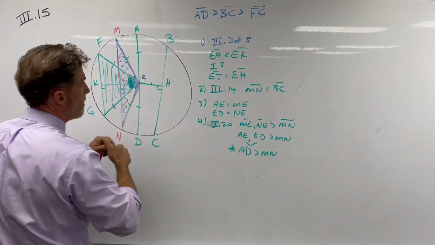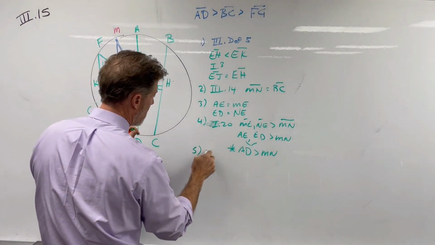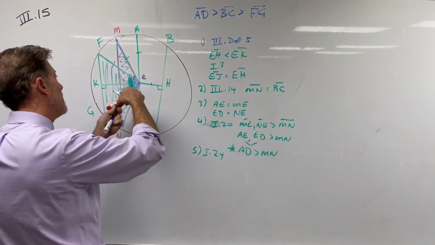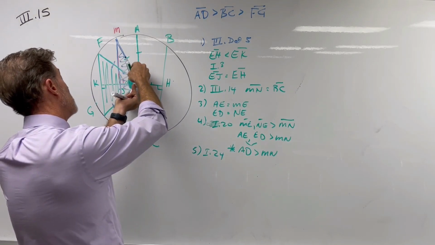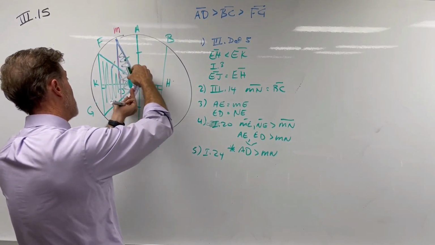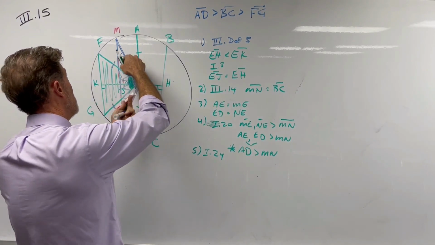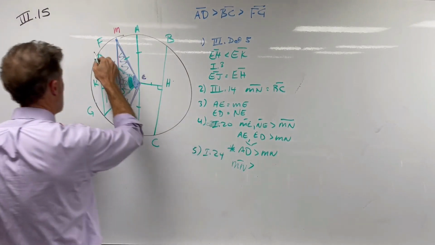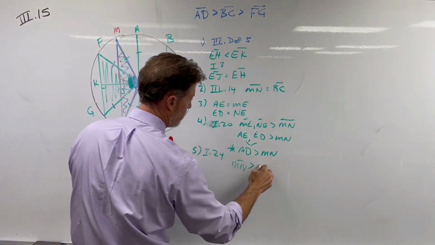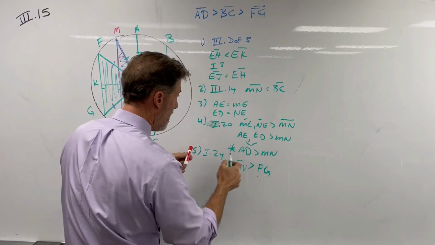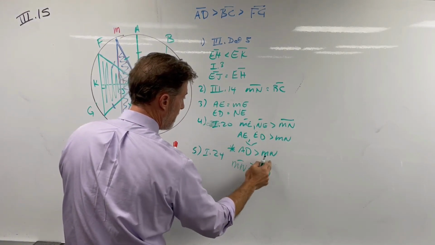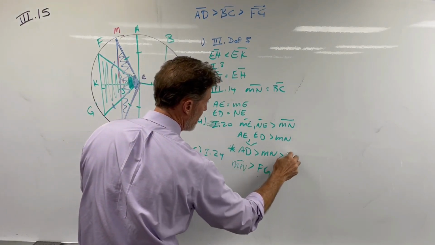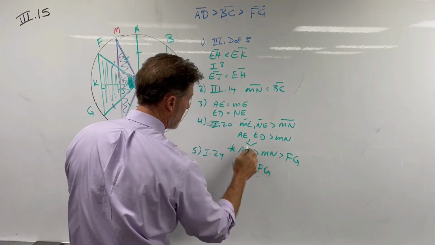And so from book 1, proposition 24, we know that if two triangles have two legs equal to two legs, and one contains a greater angle, then it's subtended by the greater side. And so since the blue angle is bigger, it's subtended by the greater side, therefore MN has to be greater than the other base, FG.